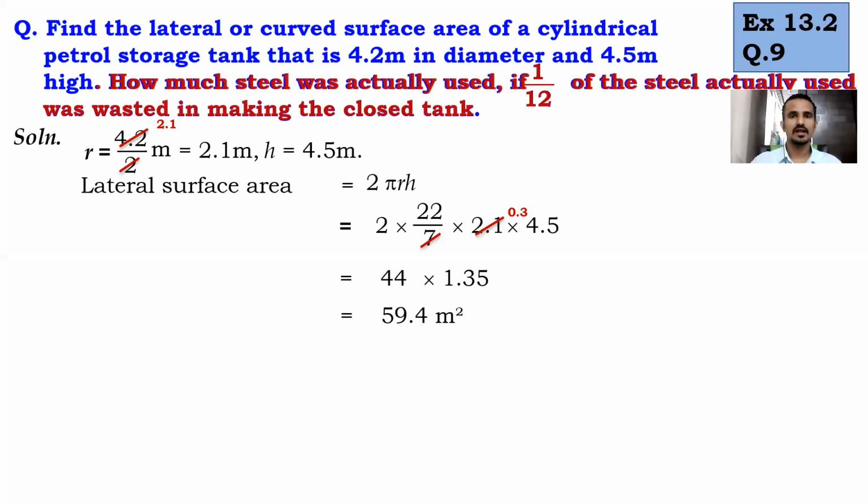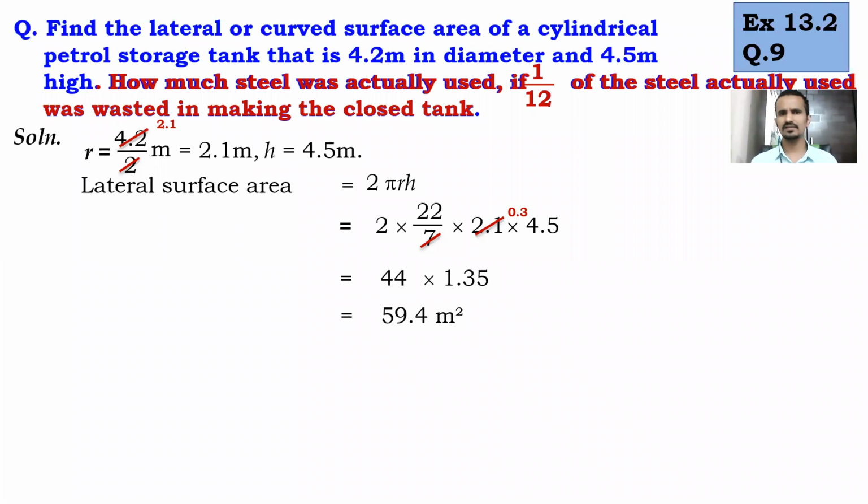Now understand the second part. How much steel was used if 1 upon 12 of the steel actually used was wasted in making the closed tank? Understand this now. We have to calculate the amount of steel used, or we can say the amount of steel sheet used. The surface area is required, and it is also mentioned it is a closed tank. So to create a closed tank out of steel sheet, we have to consider its total surface area because it is closed. So we have to find out the total surface area. Remember, the steel used will be equal to the total surface area. We will have to use as much steel as the total surface area. But there will be some wastage also. Since there is some wastage, we need to buy some extra steel.